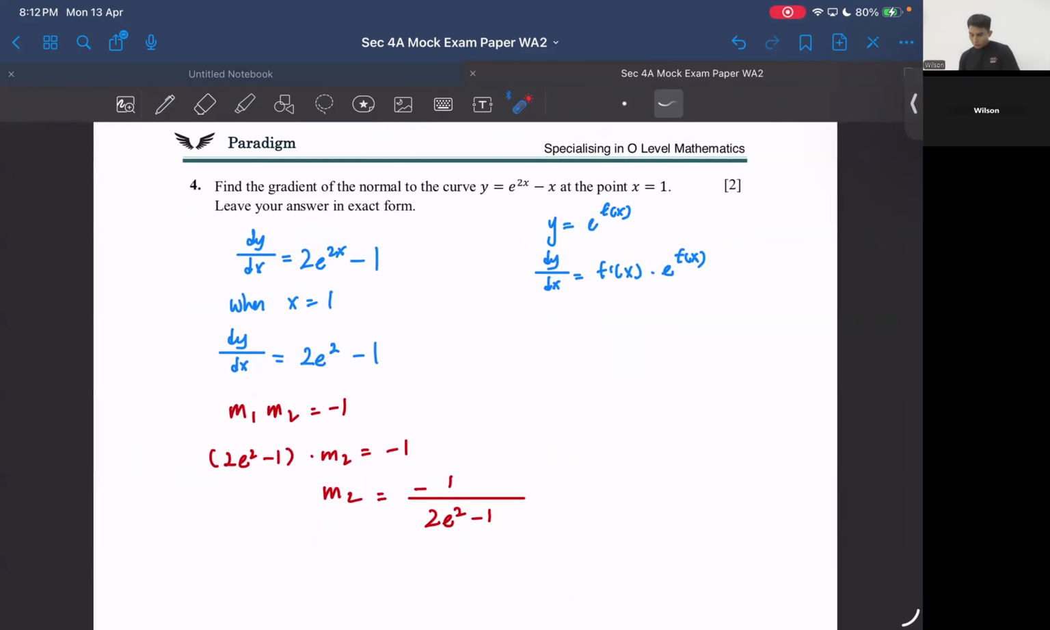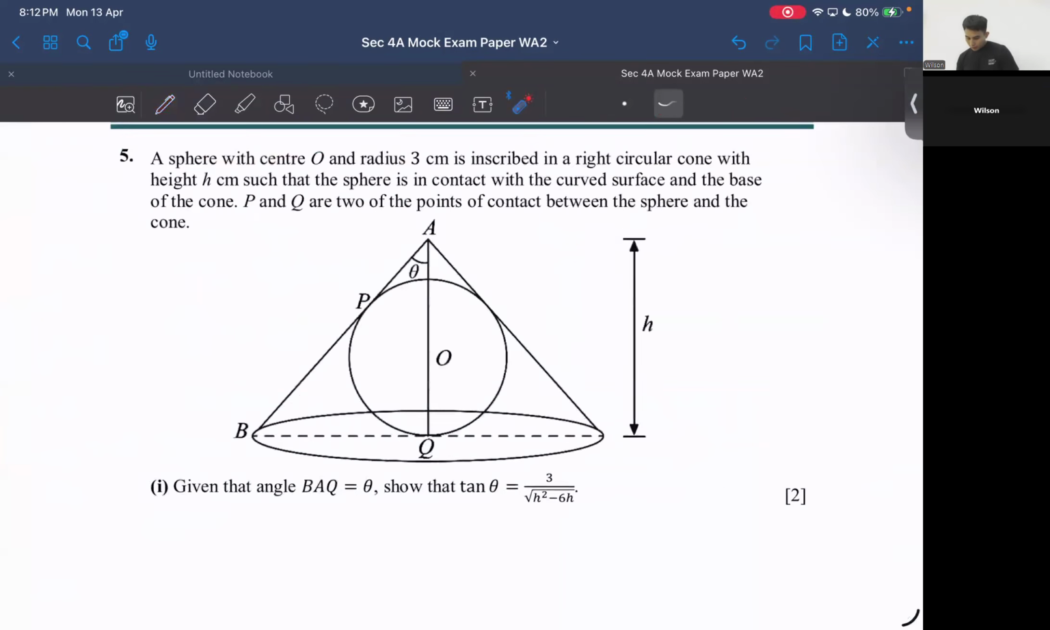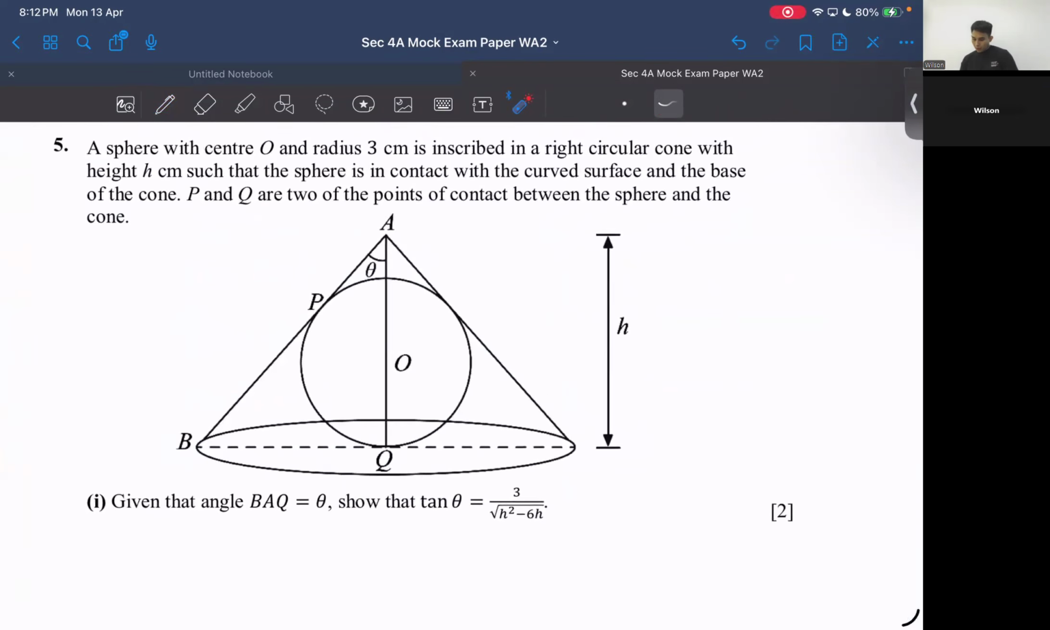Now question 5, let's do together over here. A sphere with center O and radius 3 is inscribed in a right circular cone with height h, such that the sphere is in contact with the curved surface area and the base of the cone. P, Q are points of contact between the sphere and the cone. Given the angle BAQ, we are to show that tangent theta is equal to this.